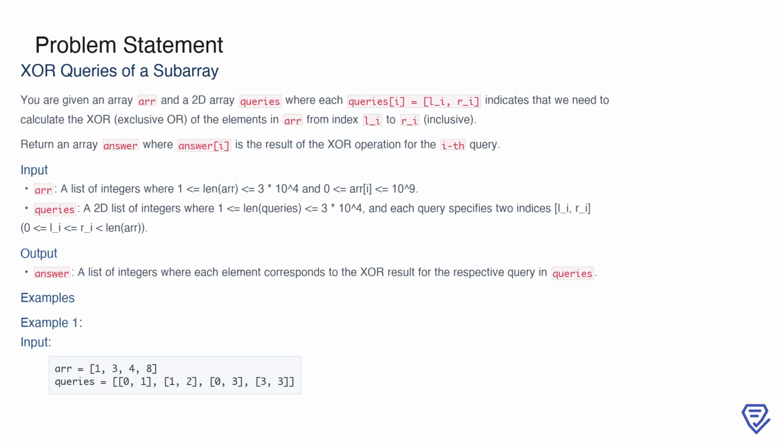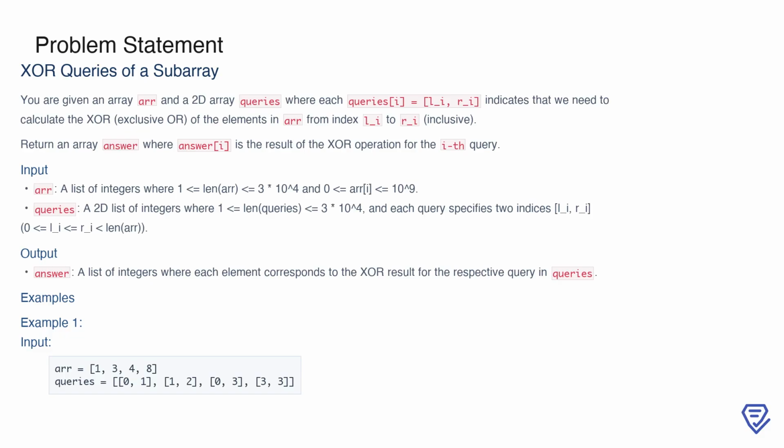In this problem, you are given an array called ARR and a list of queries, where each query specifies a pair of indices, L_i, R_i. The task is to calculate the XOR of all elements in ARR between these indices, inclusive. The result for each query is stored in an output array called answer, where each element corresponds to the XOR result for the respective query.